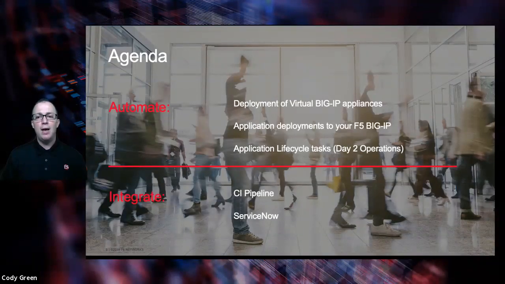So today we're going to talk about automation and integration. For the first half, we're going to talk about deploying virtual BigIPs in a public environment like AWS or Azure. In this demo, we will be using AWS. We'll talk about application deployments to your BigIP using both imperative and declarative models. And we'll talk about application lifecycle, so things like day 2 operations. Then we'll touch on integration, such as CI pipelines and integrating with ServiceNow.